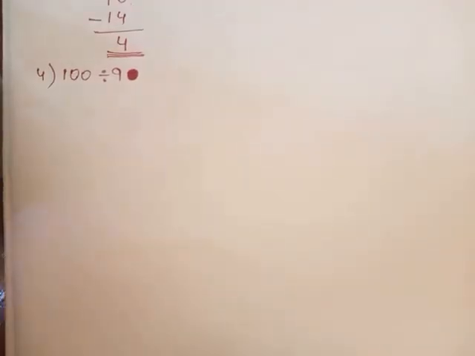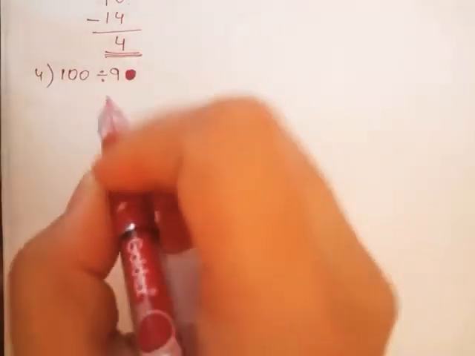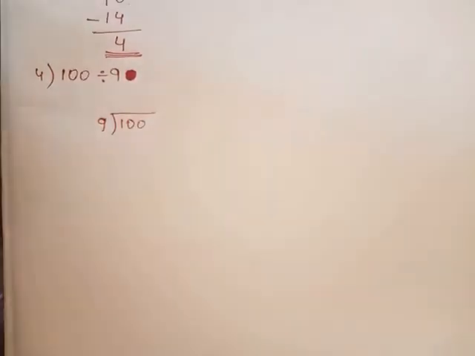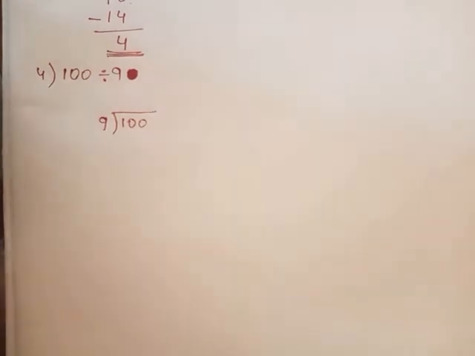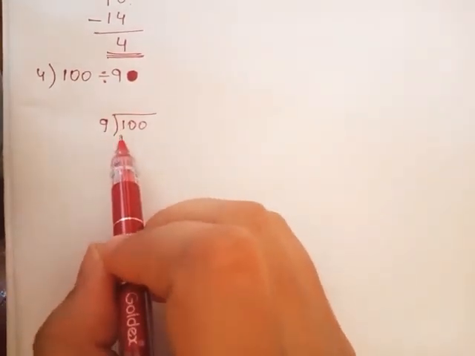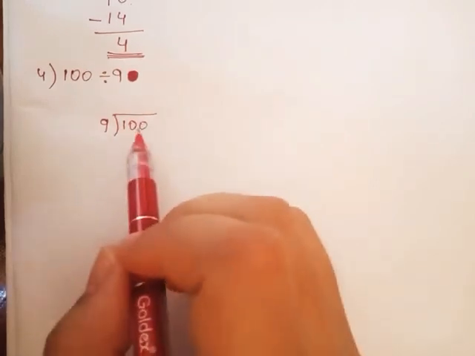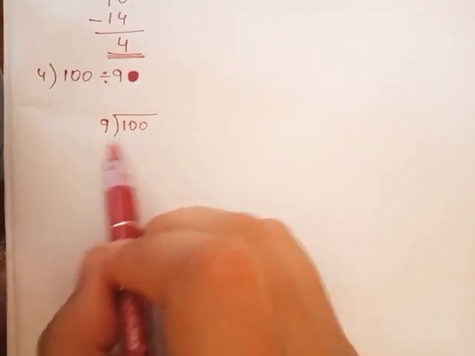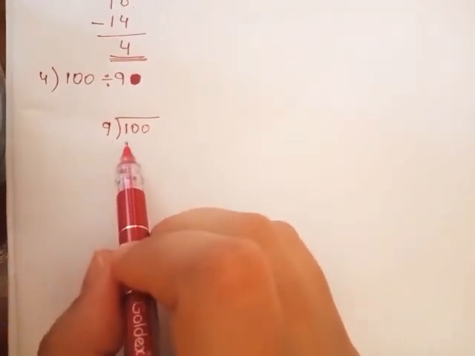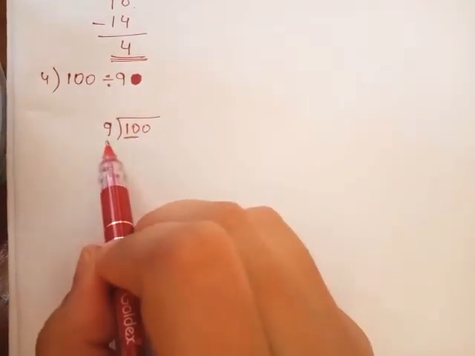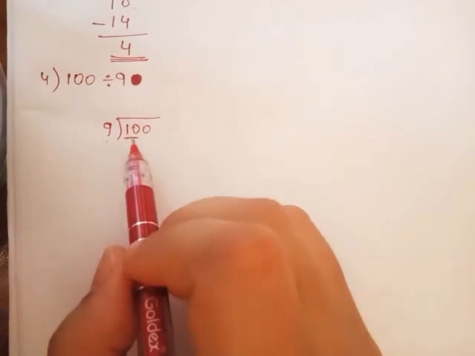Let's try another question. 100 divided by 9. You have to divide this 100 by this 9. Like I said, you can take one by one only if the number inside the box is greater than the one outside the box. But here, 1 is smaller than 9, so 9 cannot divide 1, so we have to take two numbers here. Now 10 is greater than 9, so you can now divide this 10 by this 9.